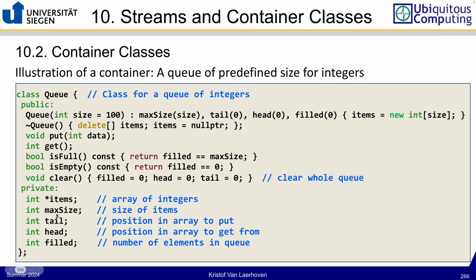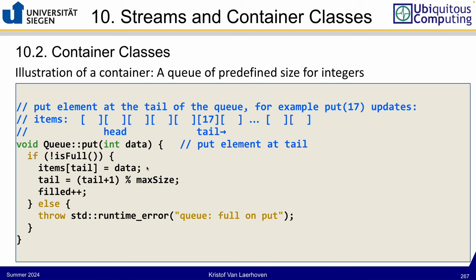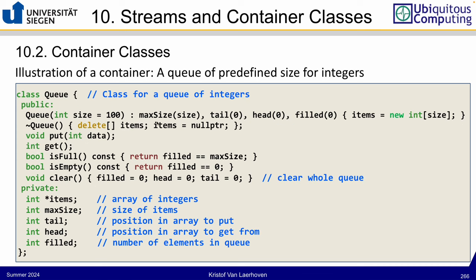Okay, and then for our private attributes, that users should never really be worried about, we have our head and our tail. Those are just integers, which are pointing at locations in the dynamic array that we have, where the tail and the head of our queue are starting. We have the size of our queue, we have the maximum size of our queue, and we have the pointer to an integer array that is then dynamically constructed. So as soon as we create a queue, by default it's size 100, but it could also be of another size, we create a dynamic array. That's what you see over here. So we create a new array of integers of a particular size that we supply, right?